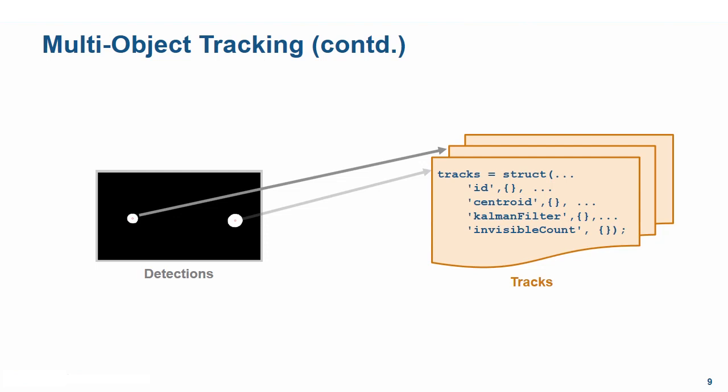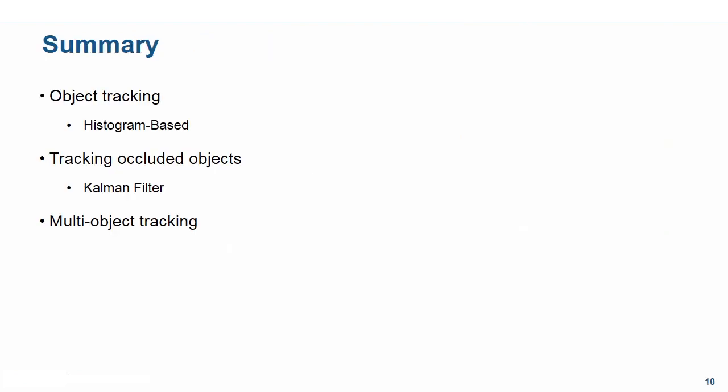In summary, we talked about how to track objects. We first saw the histogram-based tracker. Then we talked about issues that arise when tracking and how prediction using Kalman filter helps with those issues. Finally, we saw the workflow and an example to do multi-object tracking. This concludes this video.